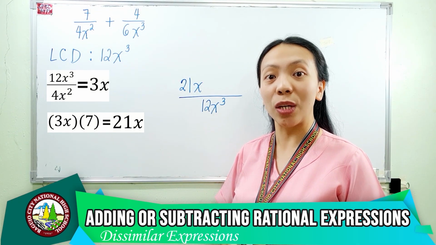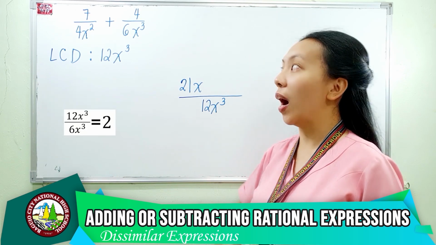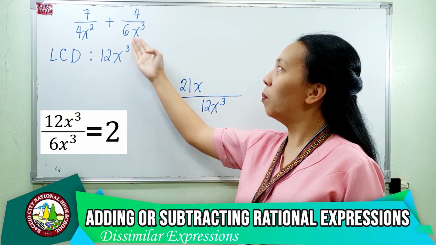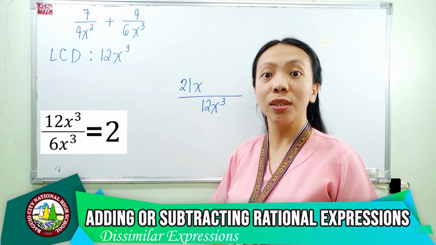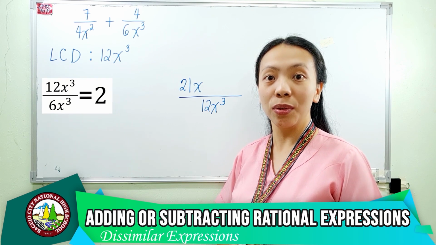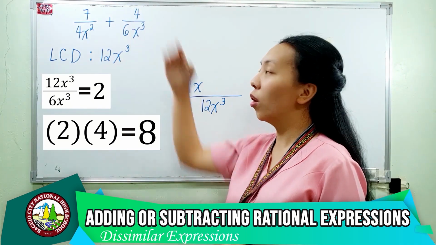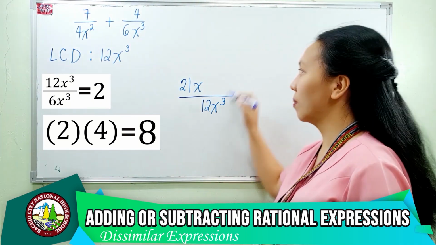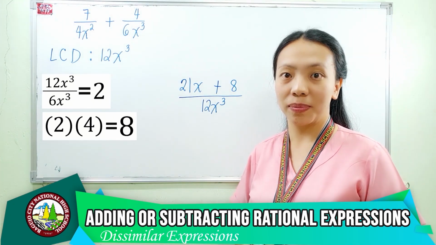For the second equivalent numerator, we follow the same steps. Divide 12x cubed by 6x cubed. The resulting quotient is 2. Multiply the resulting quotient 2 to the original numerator. 2 times 4 is equal to 8. 8 is the other equivalent numerator.